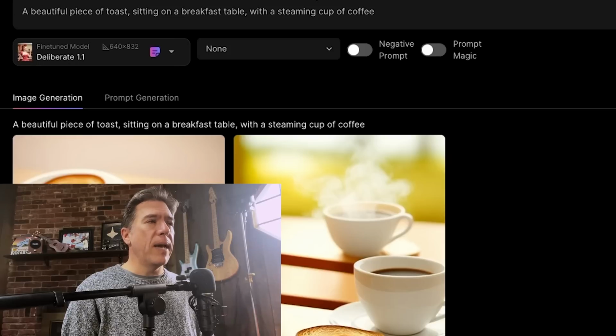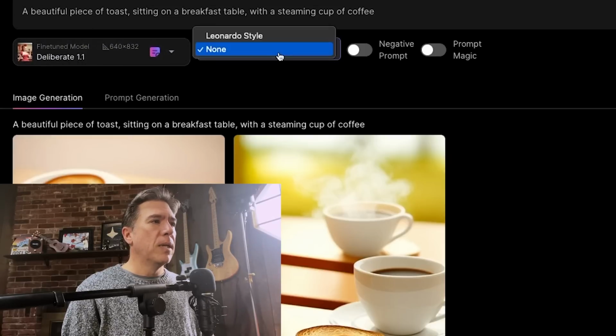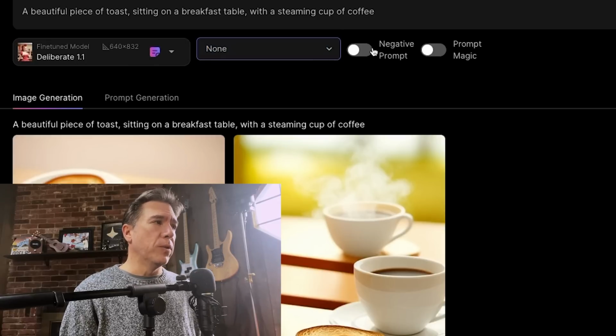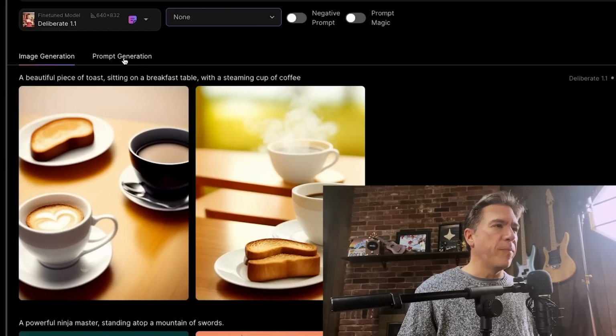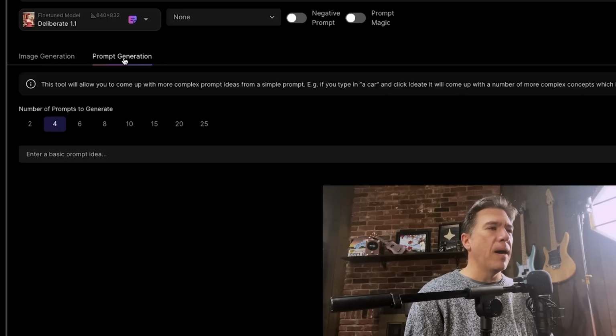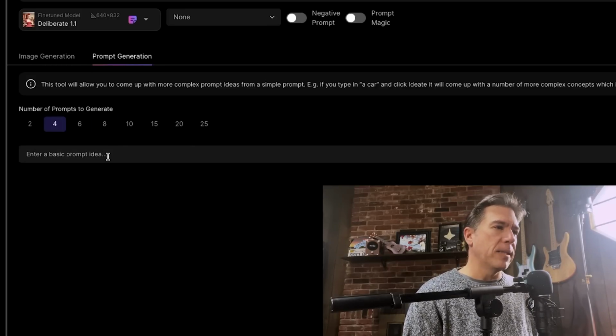Over on this side, we have our prompting window, the model that we would like to use, the style that we would like to use, and if you want to include negative prompts. One thing that I think a lot of people missed, or I don't know if maybe it's just a brand new feature, is this prompt generation down here, which sort of allows you to come up with prompt ideas just based off of a word.